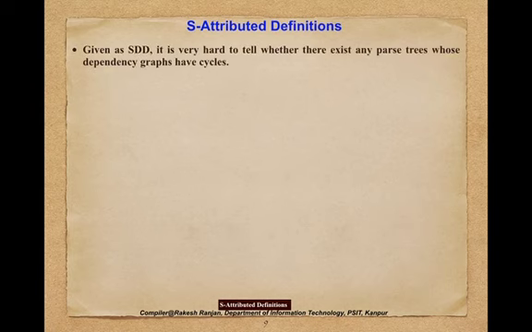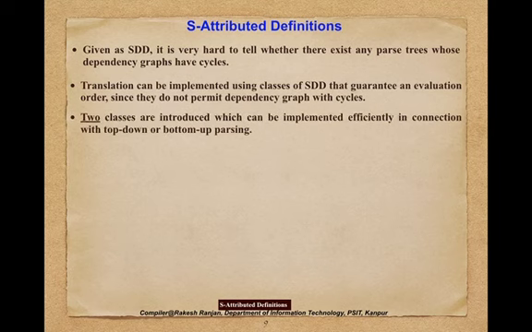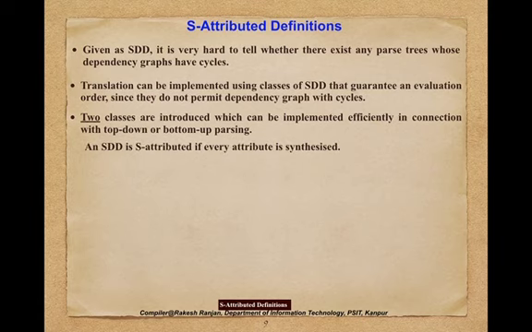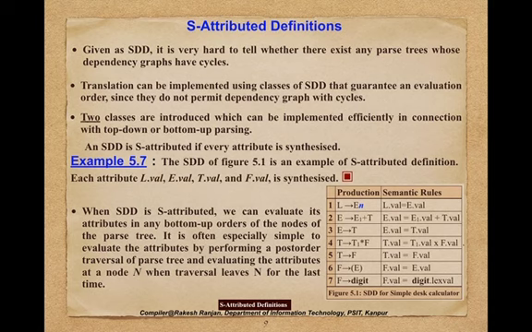In an SDD, it is very hard to tell whether there exists any parse tree whose dependency graph has a cycle or not. So translation can be implemented using classes of SDDs that guarantee an evaluation order, since they do not permit dependency graphs with cycles. An SDD is S-attributed if every attribute is synthesized. If we take this example, you can see L.val, E.val, T.val, and F.val are synthesized.